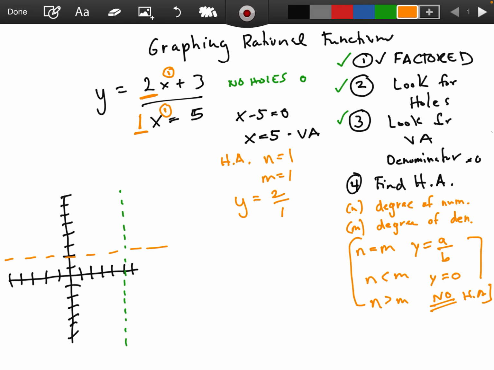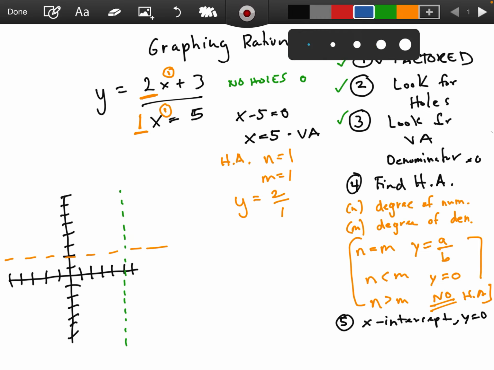All right, so now we know our horizontal asymptote. Step 5. Well, what is step 5? What's going to help me next? If I know where the graph crosses the x-axis, that's kind of helpful. So we call that the x-intercept. So what is the x-intercept? Well, that's when y equals 0. So we'll make this step in blue.